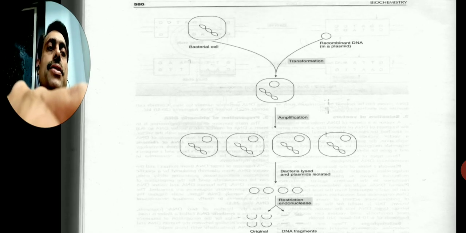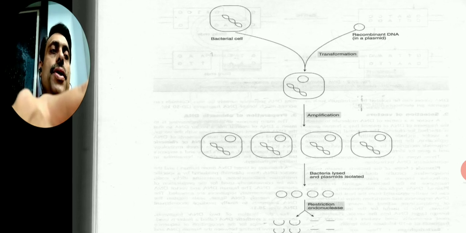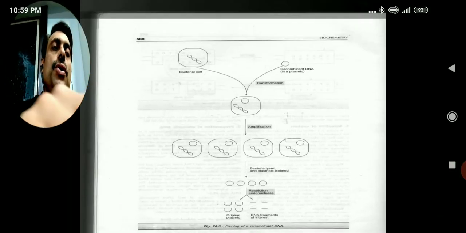Then this recombinant DNA is introduced into the bacterial cell by a process called transformation, and the bacterial cell amplifies, and then we get multiple copies of the bacteria. The bacteria are then lysed and plasmids are isolated. Again restriction nucleases act on this plasmid, and we get the original plasmid and the DNA fragment of interest. This process is called cloning of recombinant DNA.